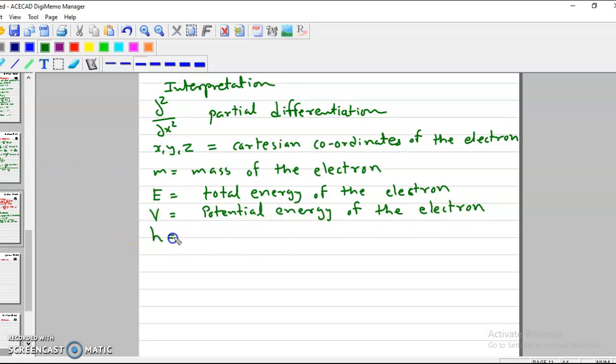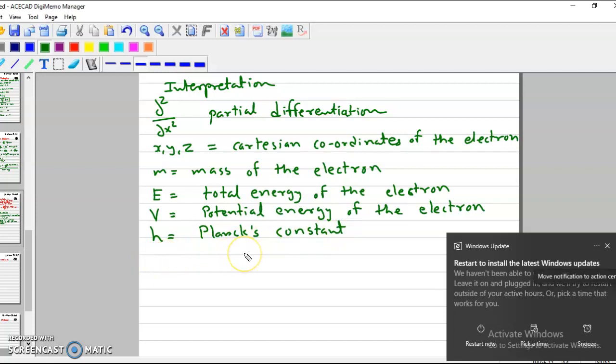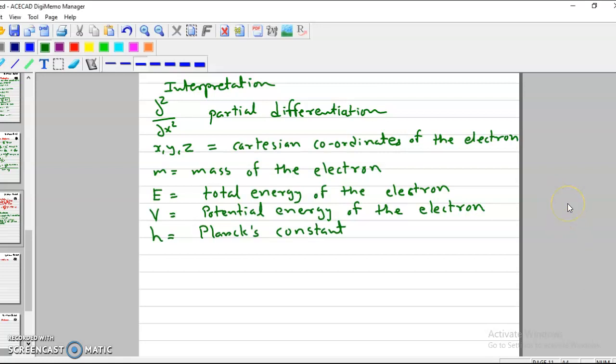h is known as Planck's constant. So even in the equation of Schrodinger, we use quantum theory. Without quantum theory, we cannot explain the wave mechanical model of atom. Okay, so this is related to quantum theory of an atom.